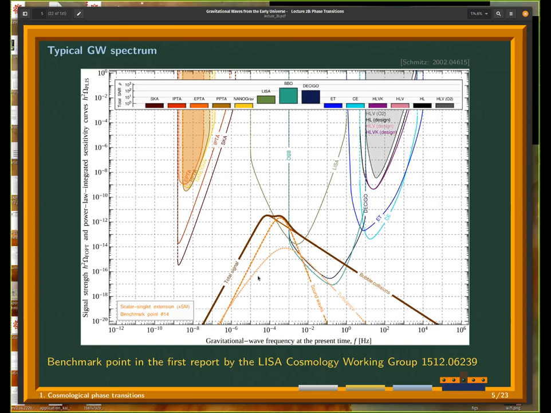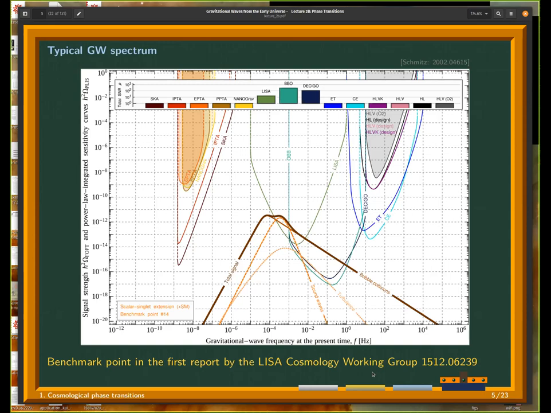Yes, in the non-runaway case, you would only have contributions from sound waves and turbulence. Okay, and I tried to say this: this is a benchmark point from almost 6 years ago already. Since then, there has been an update or some controversy about these different types of phase transitions.